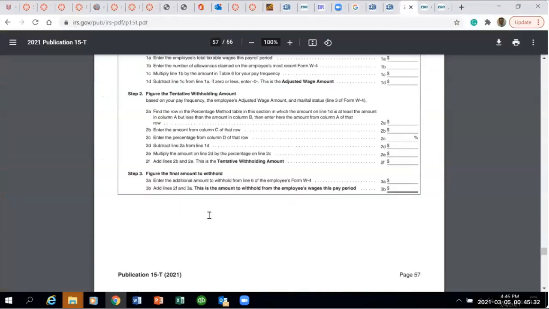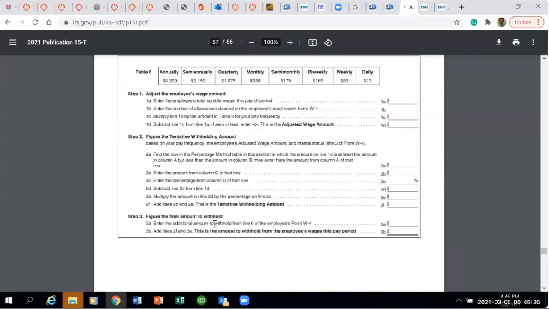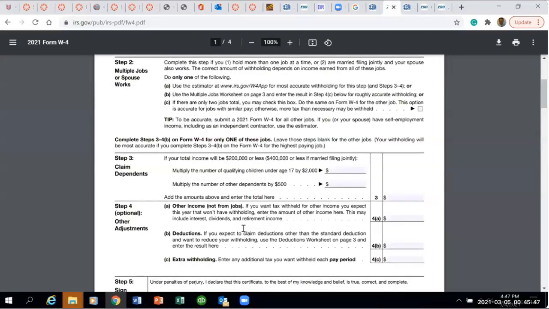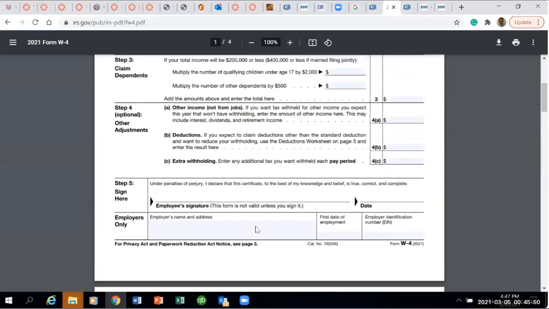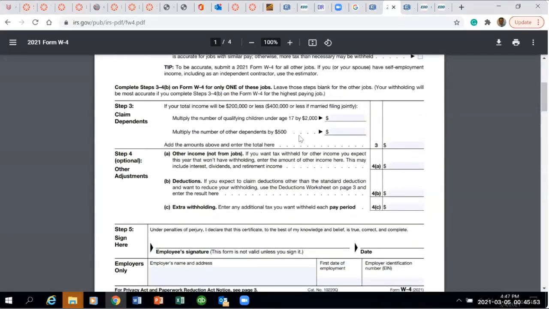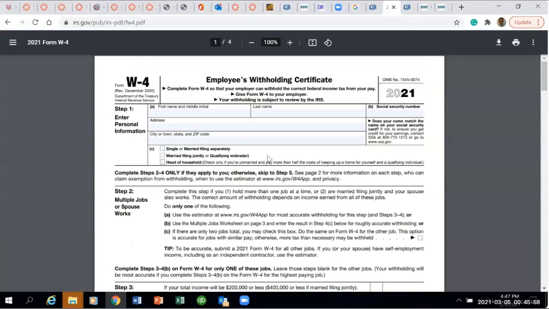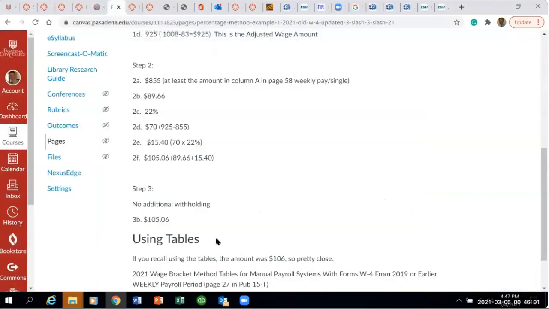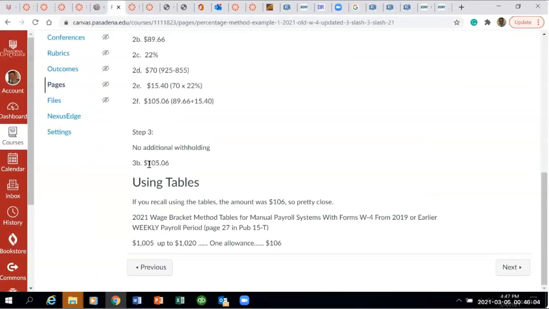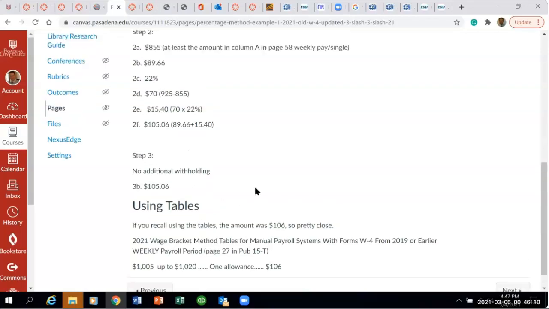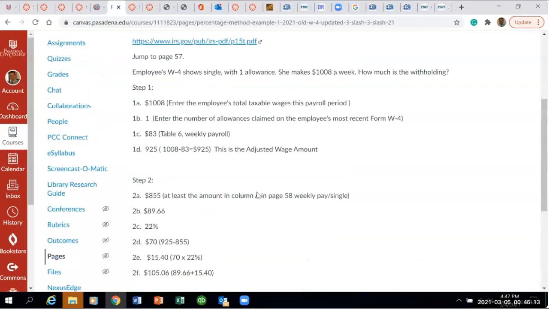Step 3 says, enter additional amount to withhold from line 6 of Form W4. Line 6 of Form W4. So if you look at the Form W4, the older version for W4, okay. This is the new version, but if you look at the older version of W4, you will see that it says additional withholding. So since there is no additional withholding, the tax is 105.06. Any questions so far? Do you understand this, hopefully?